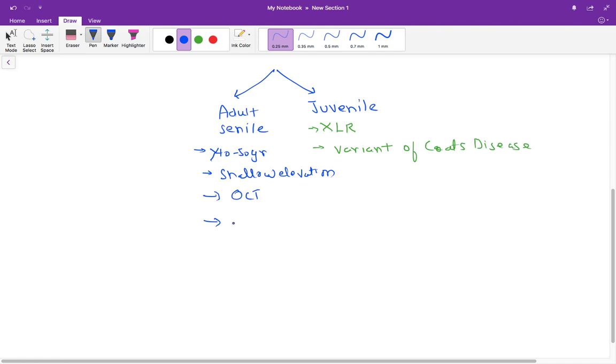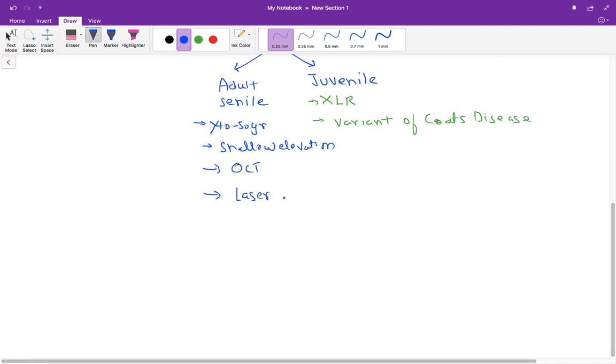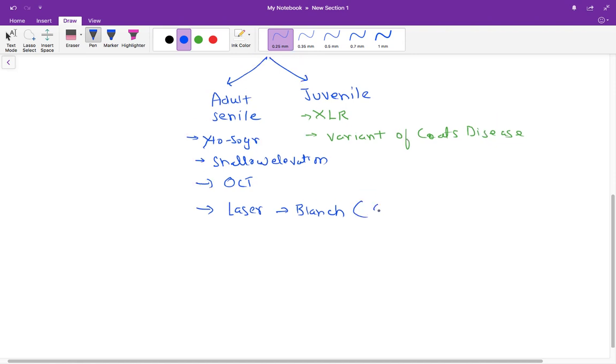Also, in these cases, if you apply laser spots on the retina, they will blanch. Blanch means they become pale. In contrast to retinal detachment, where if you put a laser spot on the portion of the retinal detachment, there won't be any effect.